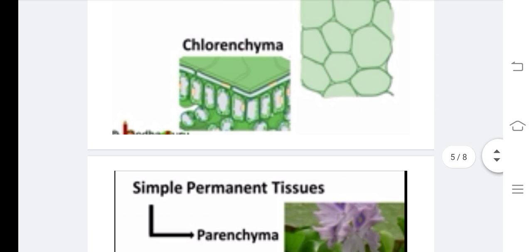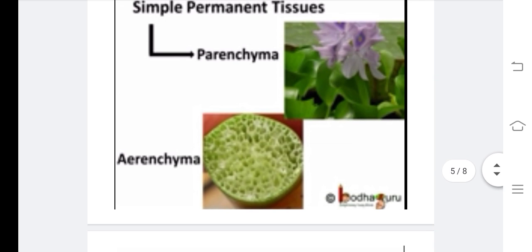Parenchyma has again two types. One is what, children? Chlorenchyma. Another one is aerenchyma.